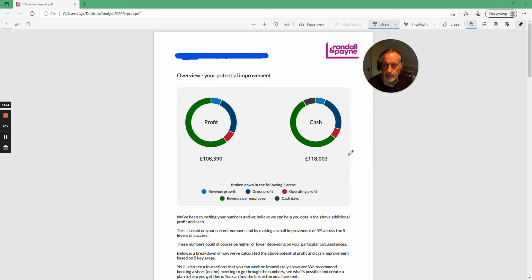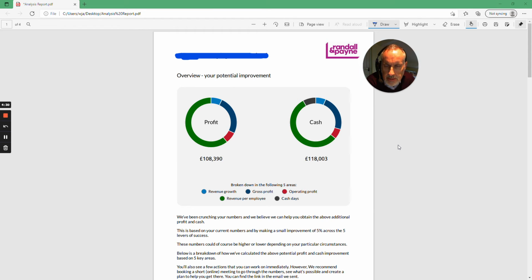So today I thought I'd just show you some software that we've been using to crunch some numbers, do some analysis. The intention really is to find out opportunities where we can improve the financial performance of the business and what those numbers look like. So it's a bit of a what-if scenario.